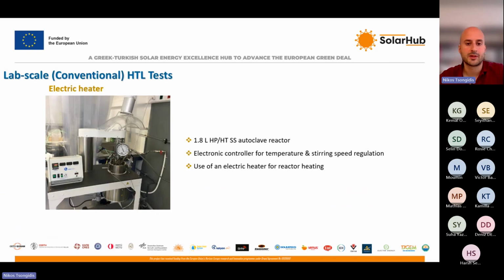So moving on to some more details on the lab scale testing, in our electric heater, we use an autoclave reactor, which is a high pressure, high temperature stainless steel reactor. It is a 1.8 liter in volume reactor, so it is quite big in size for the lab scale testing. Of course, we have an electronic controller that we use for the temperature and stirring speed regulation, and we use the electric heater, as I told you.